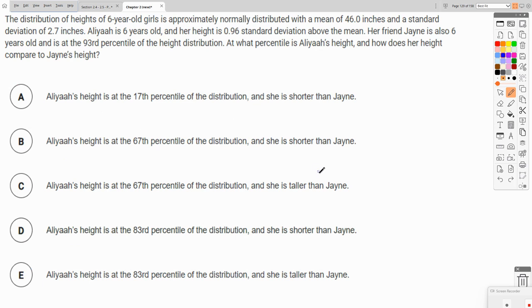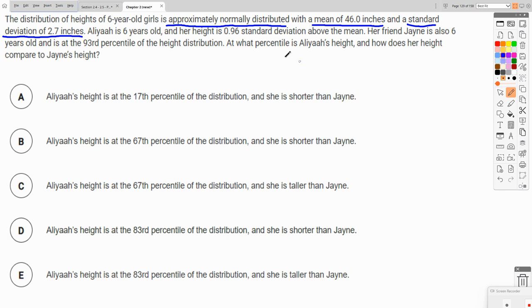All right, next one. The distribution of heights of 6-year-old girls is approximately normally distributed with a mean of 46 inches and a standard deviation of 2.7 inches. Aaliyah is 6 years old, and her height is 0.96 standard deviations above the mean. Her friend Janie is also 6 years old and is at the 93rd percentile of the height distribution. At what percentile is Aaliyah's height, and how does her height compare to Janie's height?